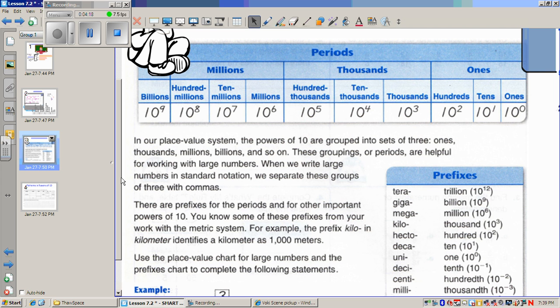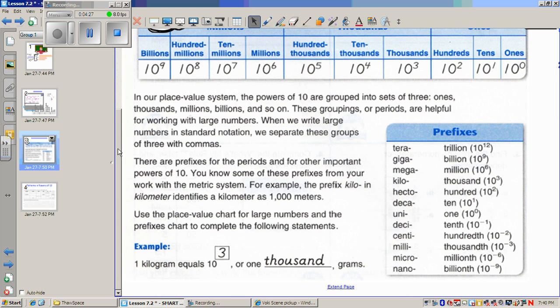So use the place value chart for the large numbers and the prefixes chart to complete the following statements. So the prefix chart on your page, if you look at tera, tera is actually the prefix for a trillion, and that would be 10 to the 12th power. Remember, giga is billions, and they do go into tenths, hundredths, thousands, millions, and billions. You see kilo over there, which was what they talked about for 1,000.